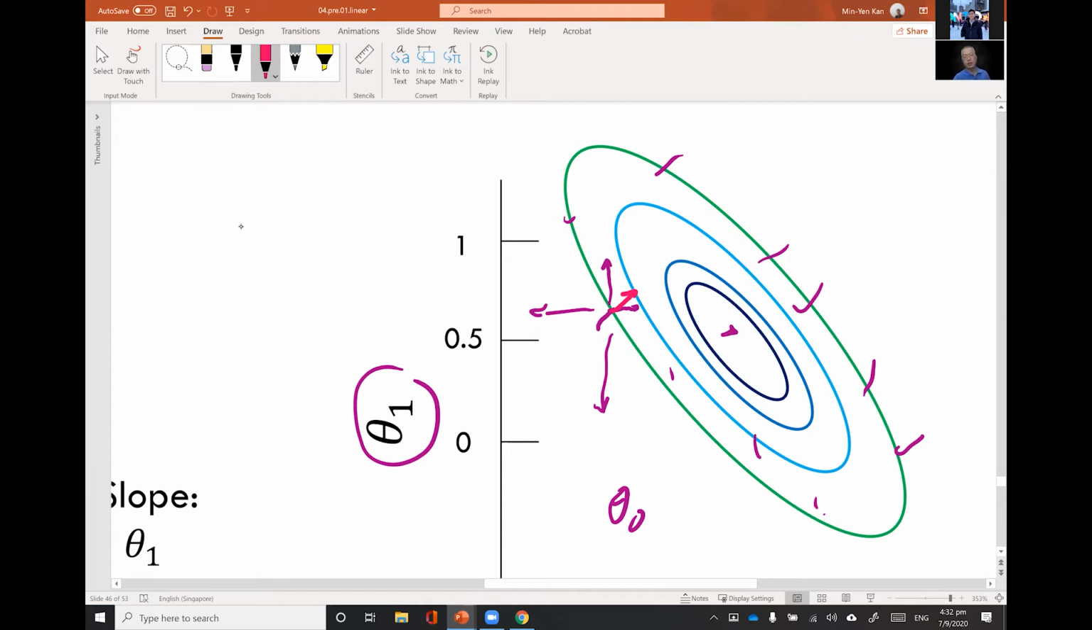In this case, it's going to be the normal to this ellipse, because everything on this ellipse has the same cost. So it's going to be the norm of this. Here's the gradient going up, and we're going to follow the gradient down in this direction.